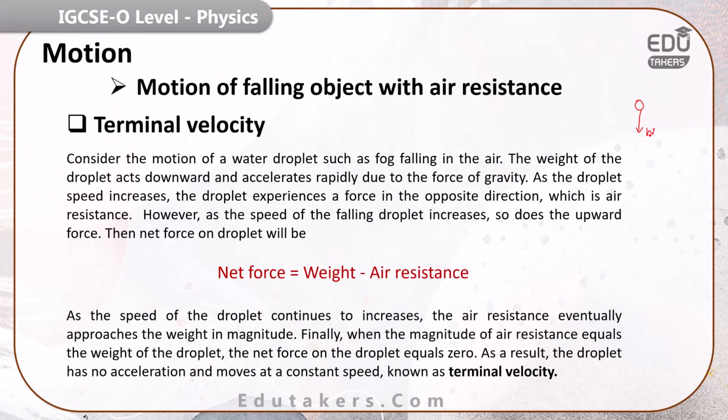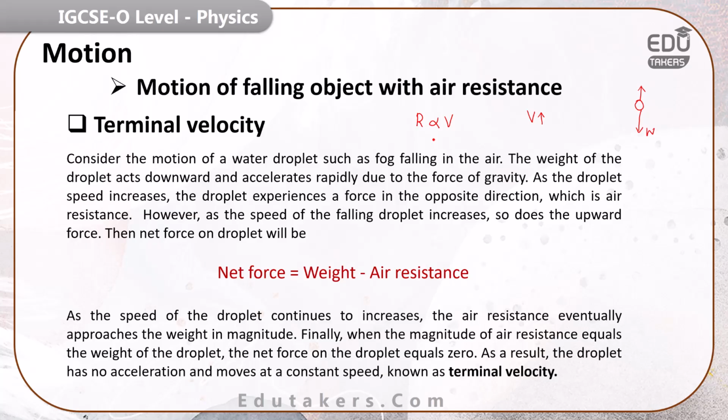Now, with the passage of time, the speed of this droplet increases. With the increase in the speed of that droplet, there is an opposing force acting on that, which is acting in opposite direction. It is the air resistance force. At the start, the magnitude of the air resistance is very small, but with the increase in the speed of that droplet, the air resistance also increases. I can simply say that the magnitude of air resistance is directly proportional to the speed. By increasing the speed of that droplet, the air resistance also increases.